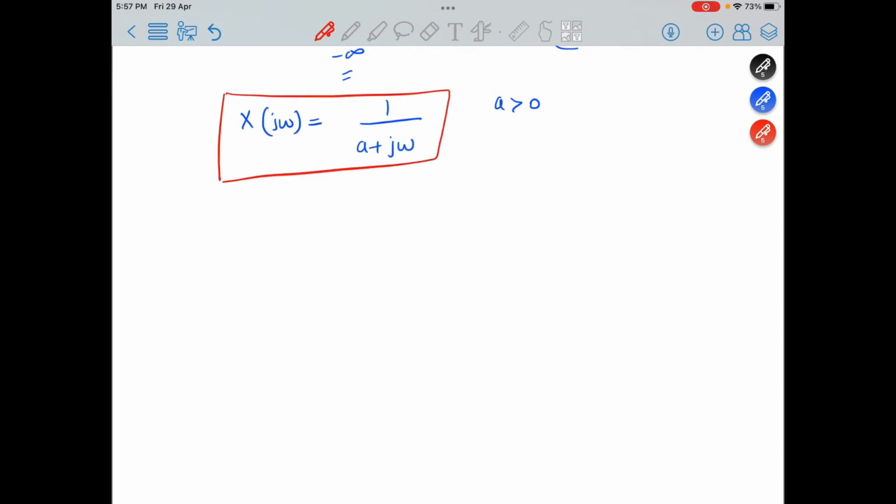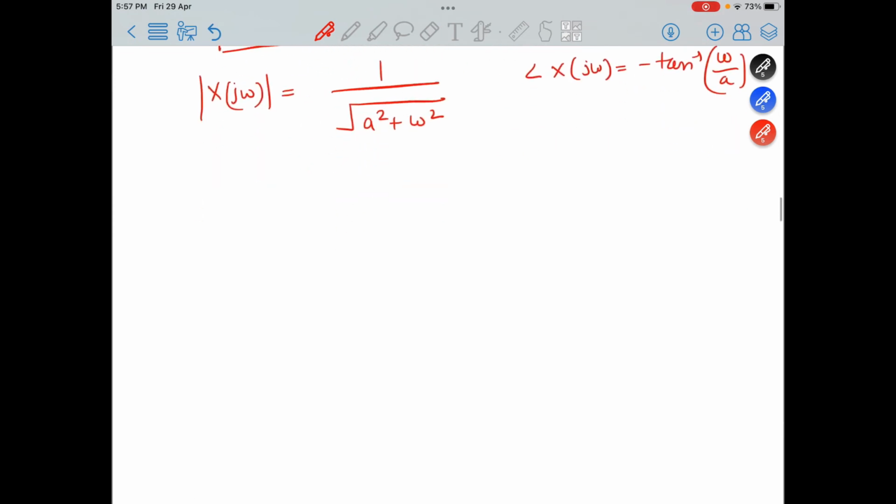So, we can have a representation of the magnitude of this function. The magnitude of X of j omega will be equal to 1 over the square root of a squared plus omega squared. And what will be the angle of this? The angle of X of j omega will be equal to minus tan inverse of omega by a.